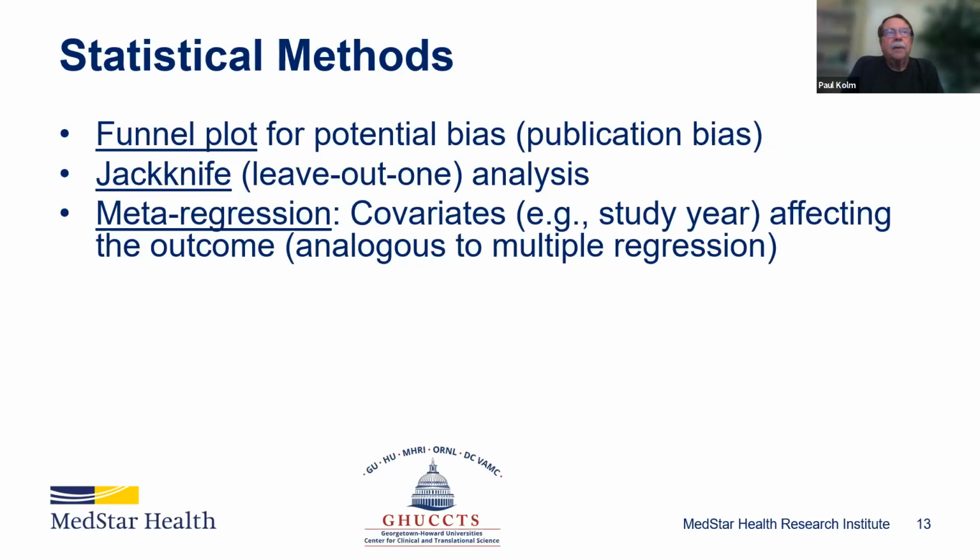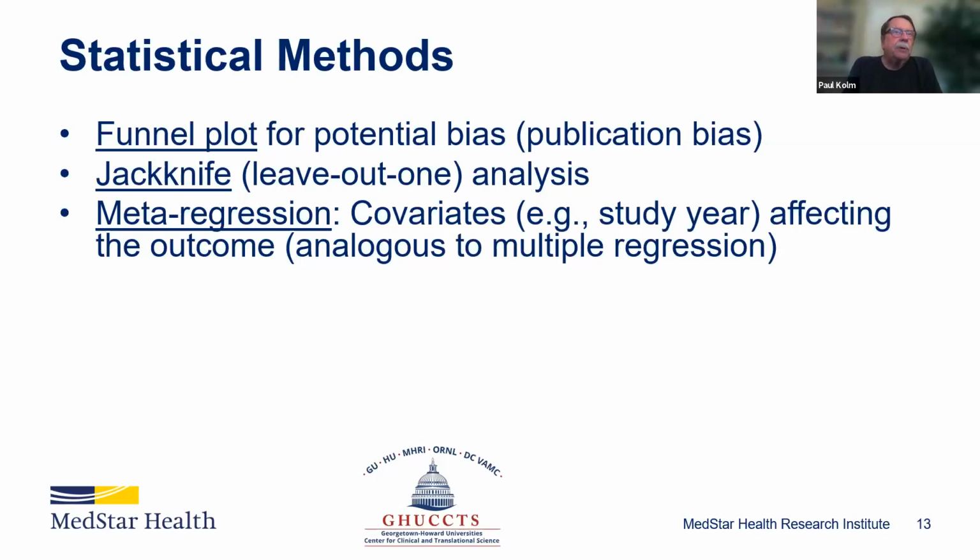An analysis that hasn't been done very frequently, but I think is being done more and more as a sensitivity analysis, is the jackknife, leave out one. So what you do is you do your analysis with all the studies in there, then you leave out one study and redo the analysis. You put that study back and take out a different one and redo the analysis, and so on, and see if there's any particular study or groups of studies that really influence the results.